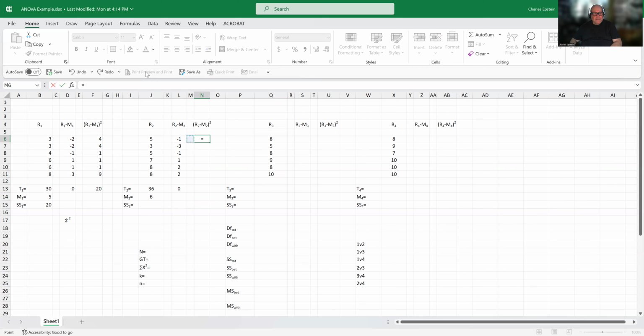Now I drop the plus and minus sign and I multiply it by itself. I do that for the remainder of the values, and then I add it up. Then I have my sums of squares there, and I put it over here. And I do the same for the last 2 groups.